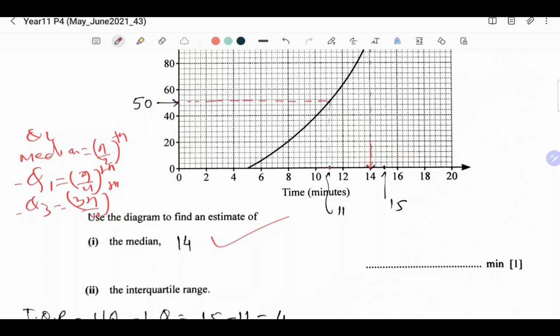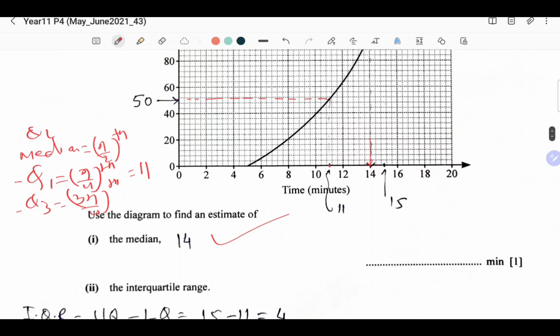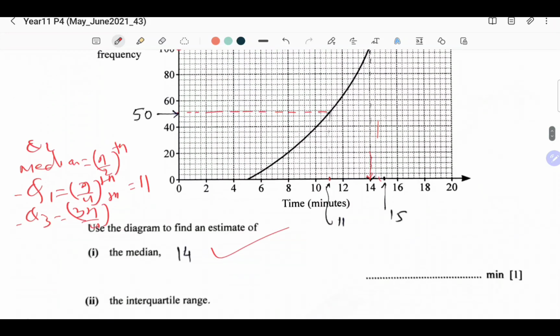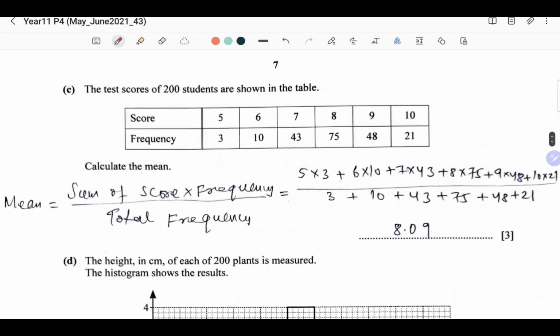it looks like 11. So lower quartile is 11, upper quartile 3n by 4. 3 times 200 by 4, that is 150. Now again do this and then do this, so something here, 15. So this is 15, right? So interquartile range, upper quartile minus lower quartile, 15 minus 11, that is 4. Okay, that is 4.